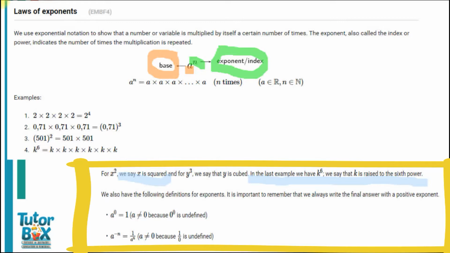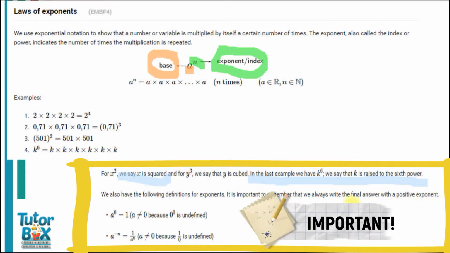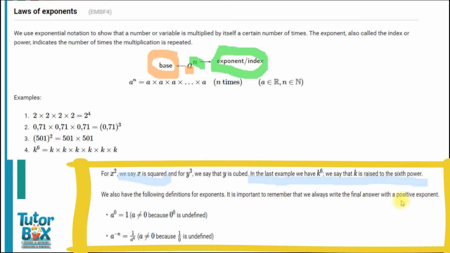We also have the following definitions for exponents. It is important to remember that we always write the final answer with a positive exponent. So this is NB: always write the final answer with a positive exponent. And then a to the power of 0 is 1. This is only true if a is not 0, because if it's 0, then it's undefined.